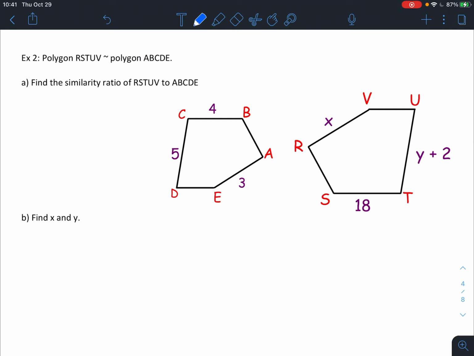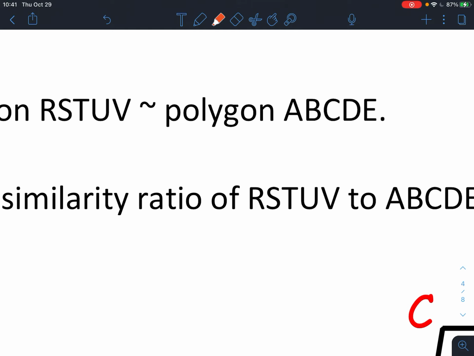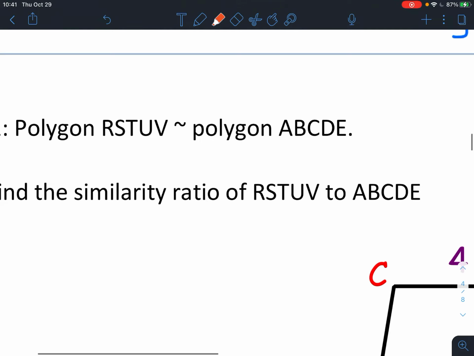Let's take a look at the next slide. We are given that these polygons are similar. So what does that mean? That immediately tells you all the angles are congruent and all the sides are the same proportion, the same ratio. So what angles are congruent? R is congruent to A, S is congruent to B, T congruent to C, U congruent to D, and V congruent to E.